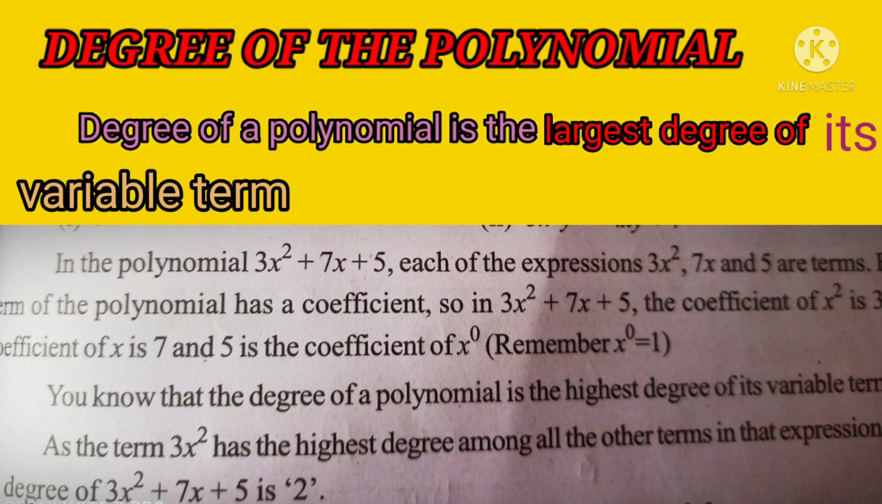Already you know that the degree of a polynomial is the highest degree of its variable term. As the term 3x square has the highest degree among all other terms, the degree of the expression 3x square plus 7x plus 5 is 2. So the degree of the given polynomial is 2, because x square is the highest degree term.